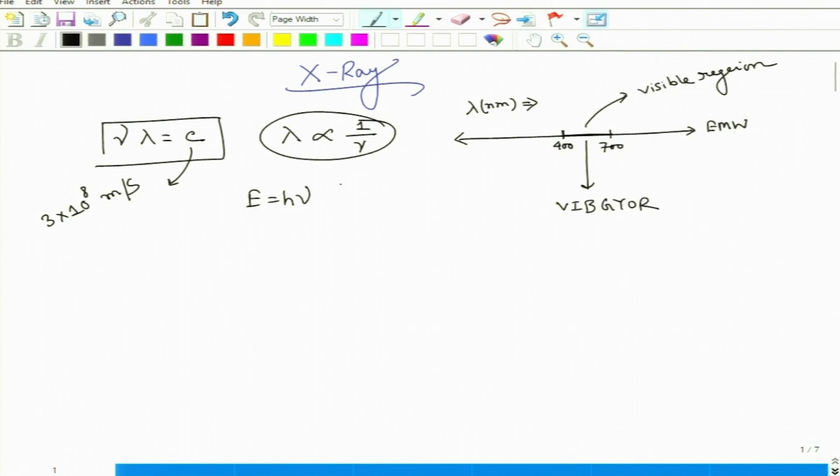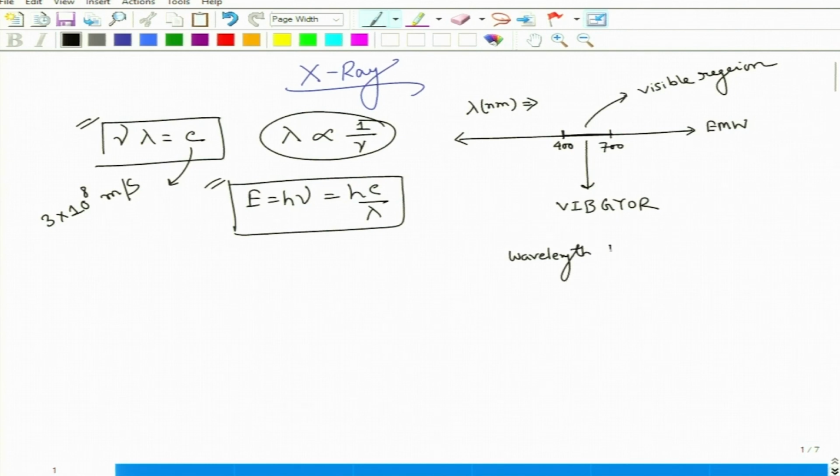So when lambda is increasing, we can say that nu, the frequency, is decreasing. And we know from Planck's hypothesis that E is proportional to nu, that means E equals h nu, so we can write it as hc by lambda. These two equations are well known. From here we can say that the energy of a photon of a particular wavelength is inversely proportional to that wavelength. That means if you increase the wavelength, the energy of that particular photon will decrease. So it's clear that if wavelength increases, the frequency will decrease.